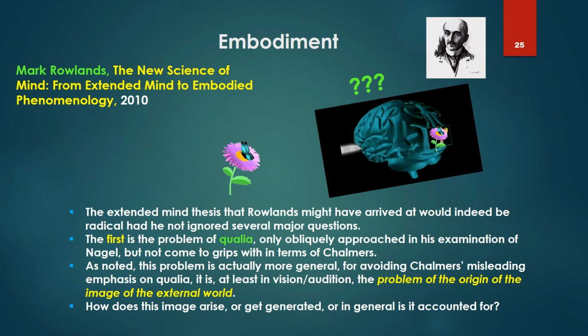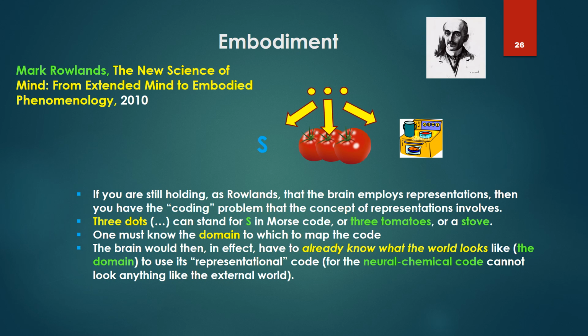As noted, this problem of qualia, as I've argued in this series, is way more general. Chalmers really is misleading us with his emphasis on qualia, because the problem is indeed the problem of the origin of the image of the external world. It happens to be a qualitative image, but nevertheless, you've got to explain the image in the first place. How does this image arise or get generated, or in general, is it accounted for? Well, we don't come to grips with that in this book.